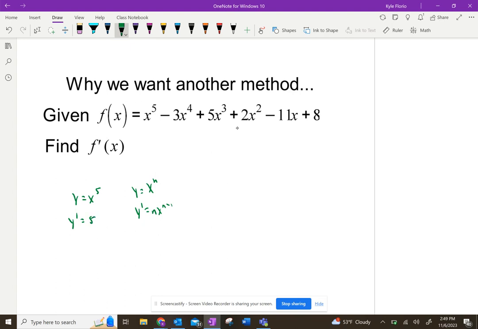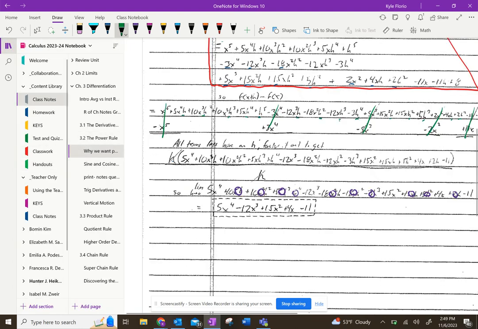That 5 just comes down here, times x, and then the power is 5, so I gotta do 5 minus 1, which ends up being 4. So the derivative of x to the fifth is 5x to the fourth, and you can see that right here. The first part of the derivative is 5x to the fourth.